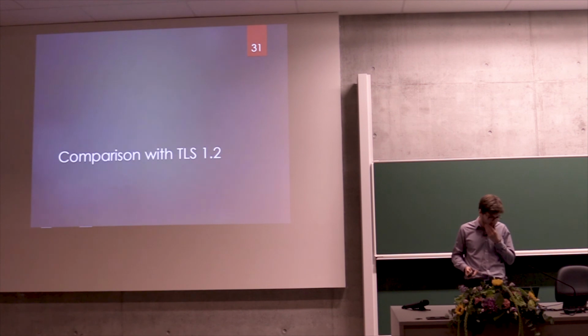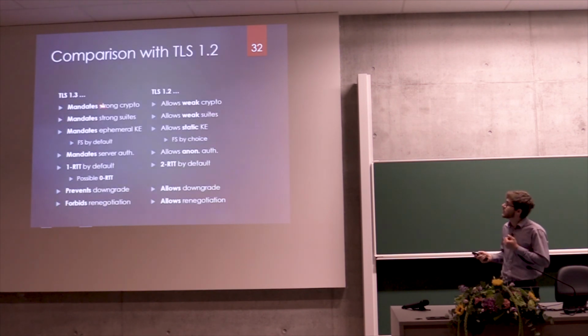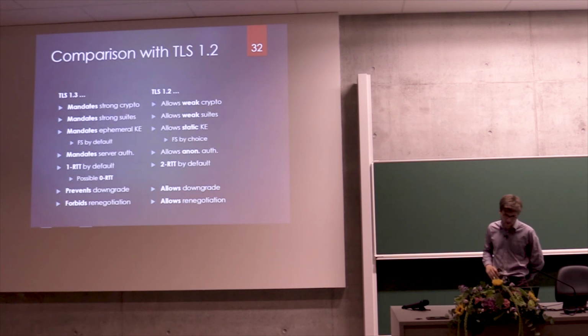So to compare with TLS 1.2, we've got mandatory strong crypto, mandatory strong combination of crypto, because that's also a problem. We have forward secrecy by default, and actually it's not even by default, I was going to qualify this, because when you say something's by default, you think you can turn it off. You can't really turn it off here.